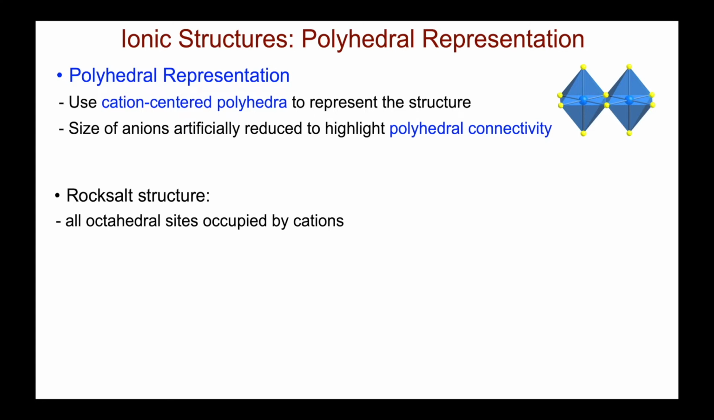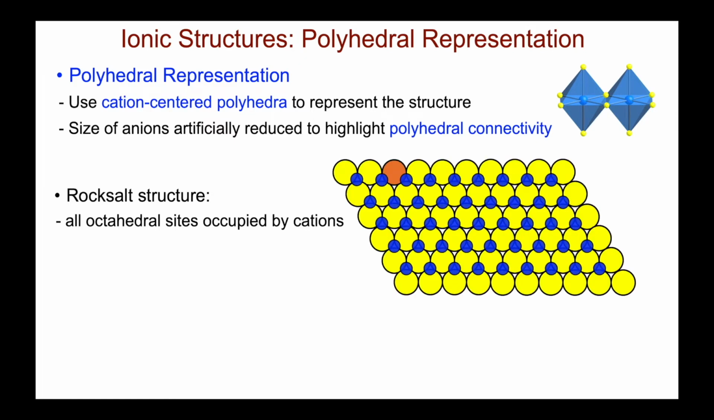Let's first look at the Rocksalt structure, but in this case, we'll focus on a polyhedral representation. We know all the octahedral sites are occupied by cations. And now let's just look at the sharing. So back to the sphere model. Here's my cation. Here's the base of its octahedron. This anion is shared by this octahedron and also the octahedron of this cation.